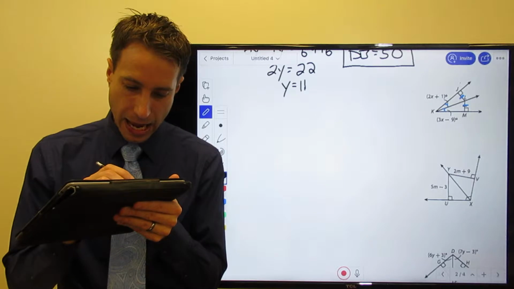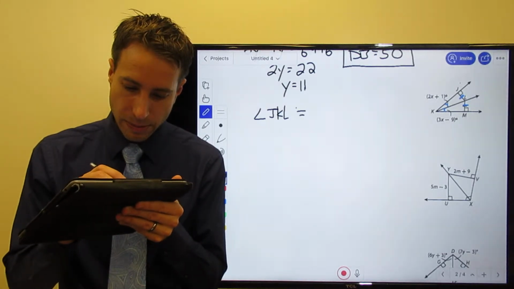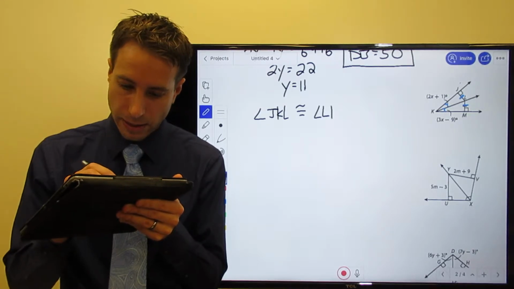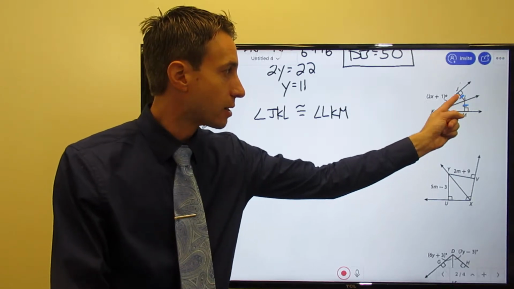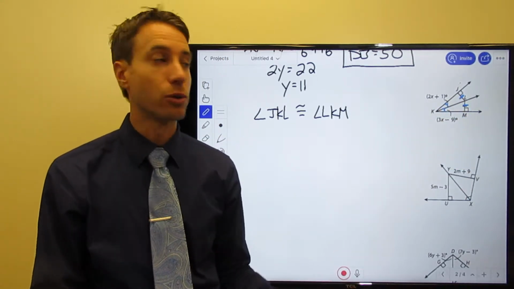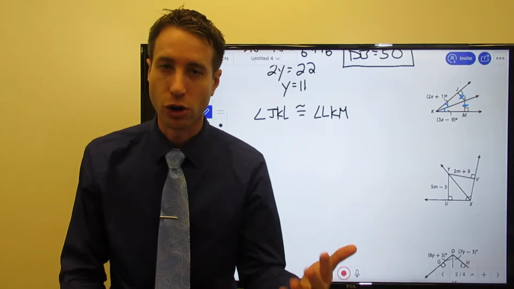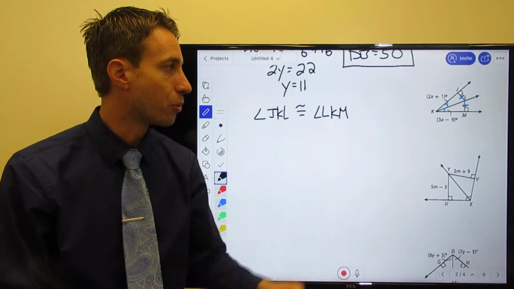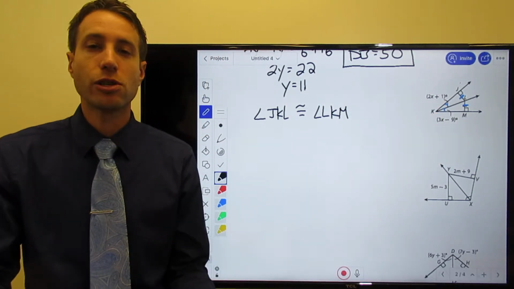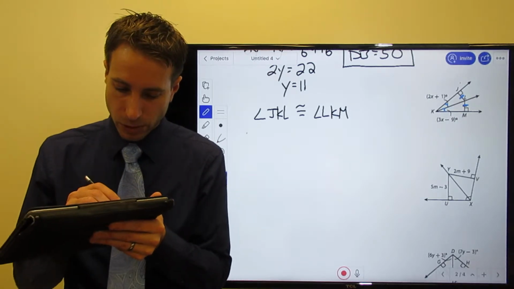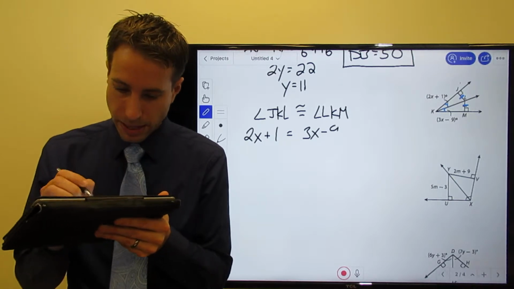So I know that angle JKL has to be congruent to angle LKM. That's what the theorem tells me. These two lengths are congruent, then the angles must be congruent because KL is a perpendicular bisector. As long as you know the theorem, you can immediately pull that information out of the problem. If those two angles are congruent, that means you just set them equal to each other: 2x plus 1 is equal to 3x minus 9.